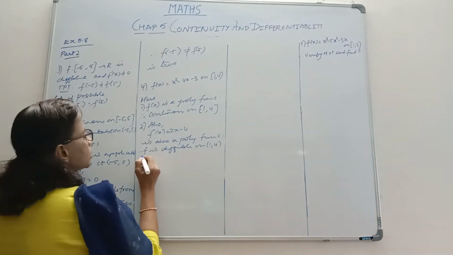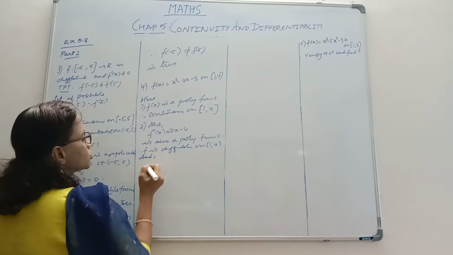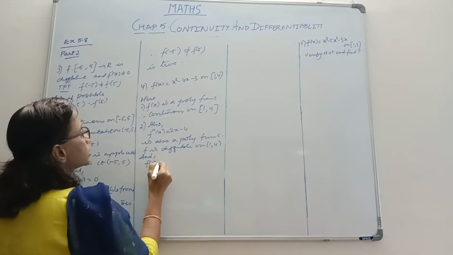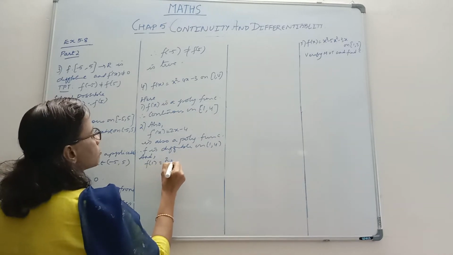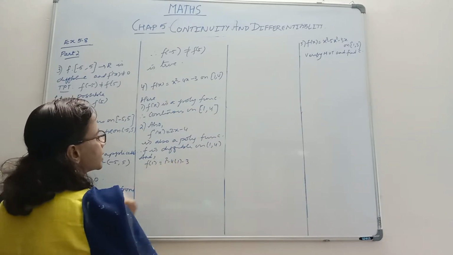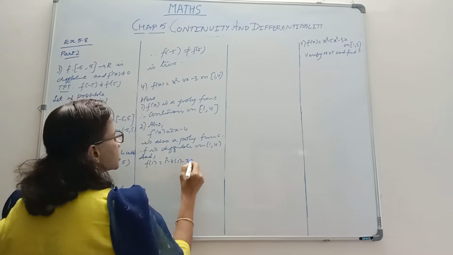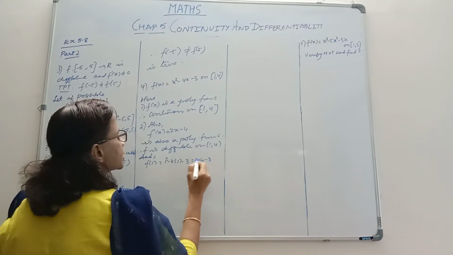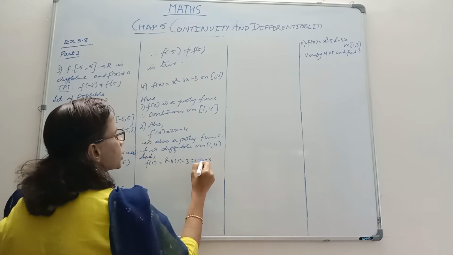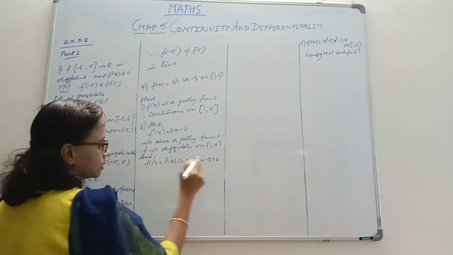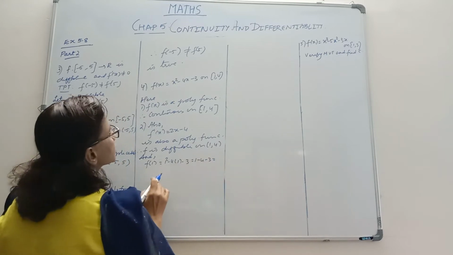We'll just check those prerequisites and find f of a, which means f of 1. How much is that? 1 squared minus 4 into 1 minus 3. So that is 1 minus 4 minus 3. So 1 minus 4, or rather minus 7, that's minus 6. I hope I'm correct.